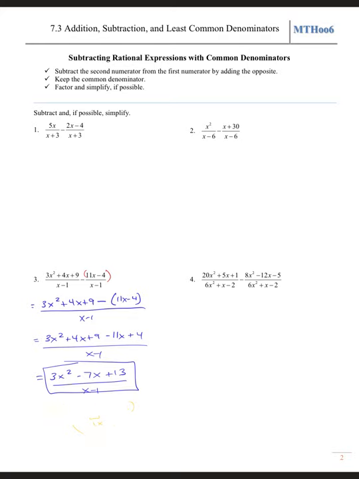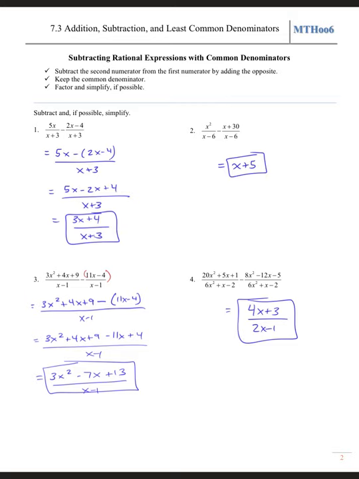Okay, so now you're going to use that same process to subtract numbers 1, 2, and 4. When you're finished, what I'd like you to do before you unpause is check your answers using your calculator. Type this into Y1 and then your answer into Y2. Do that for all of those and then unpause the video and check yours with mine.